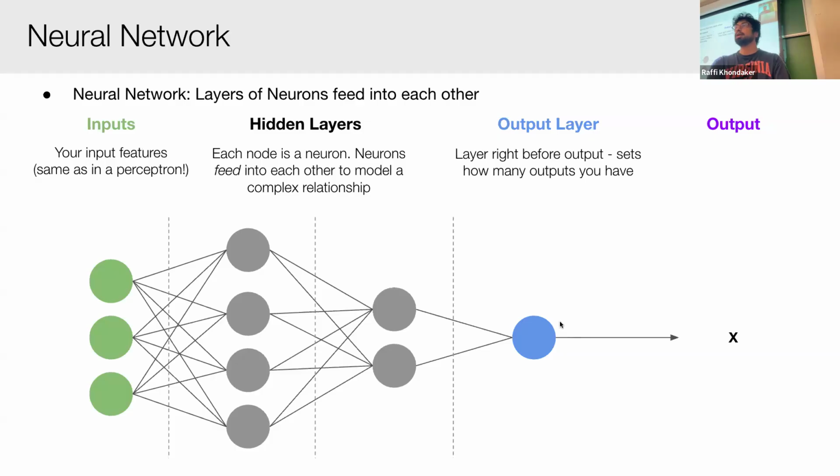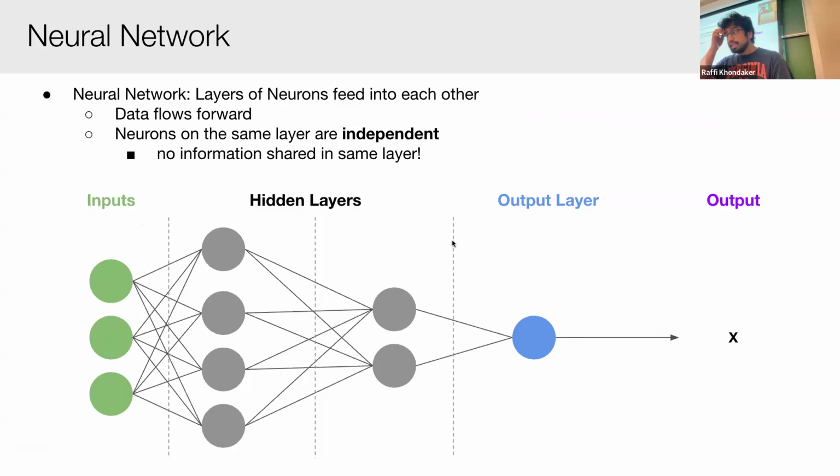So what does that mean? Well, in a regression task where you're outputting a single value, you only have one output neuron. Let's say you're trying to predict 10 different classes. We'll cover this later, but you would have 10 output neurons, right? So again, the gray and blue are all neurons. The green are just input numbers.